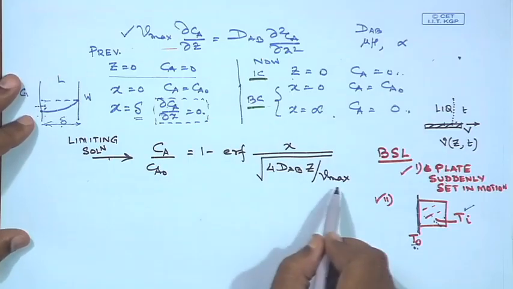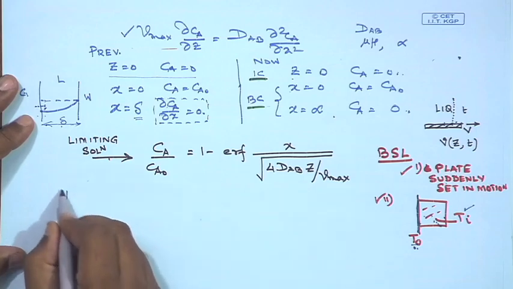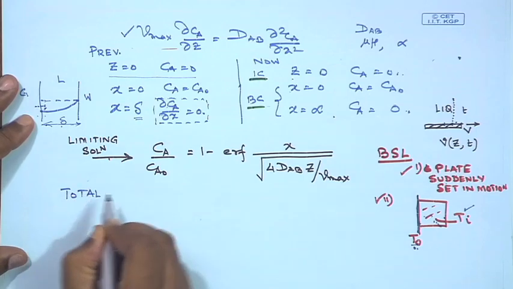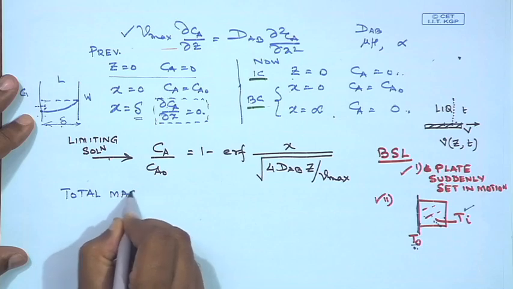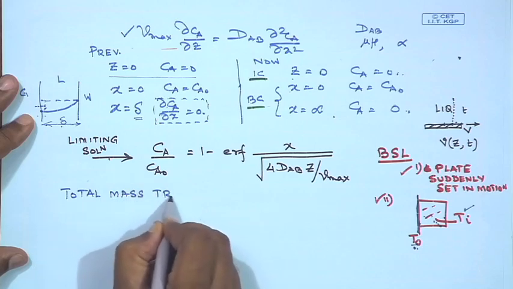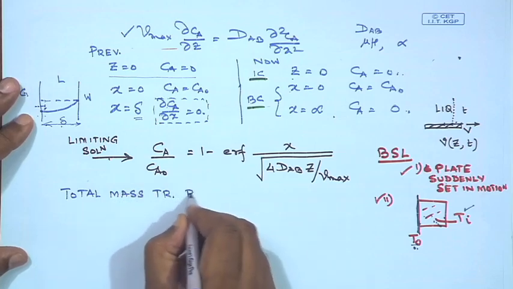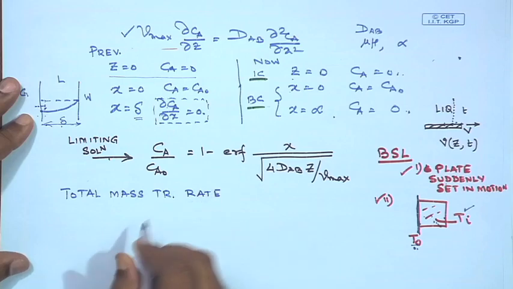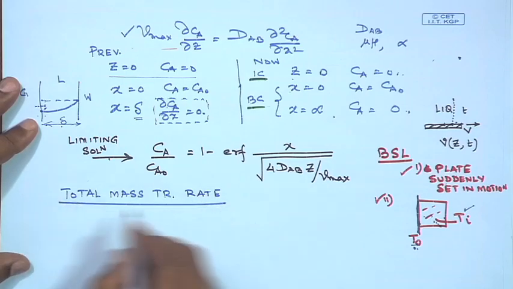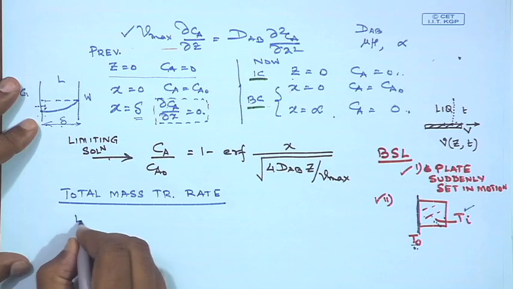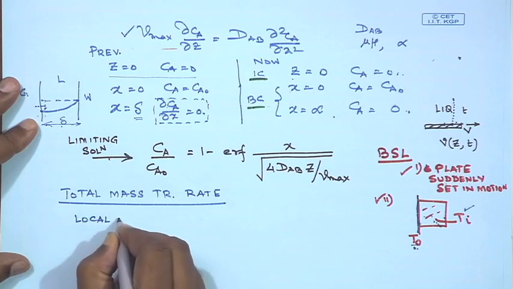So that's why I am not solving the problem, I am simply writing the final form of the solution based on our knowledge of the previous cases. So here we have the limiting solution, and we would like to find out what is the total mass transfer rate. That is the important one which we wanted to find out. And in order to do that, I would first find out what is the local mass flux.